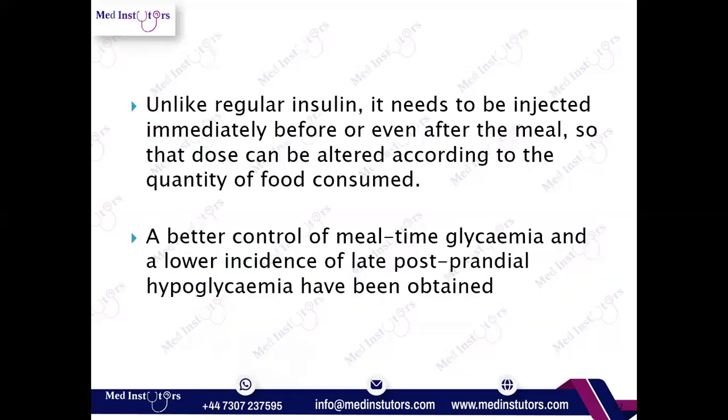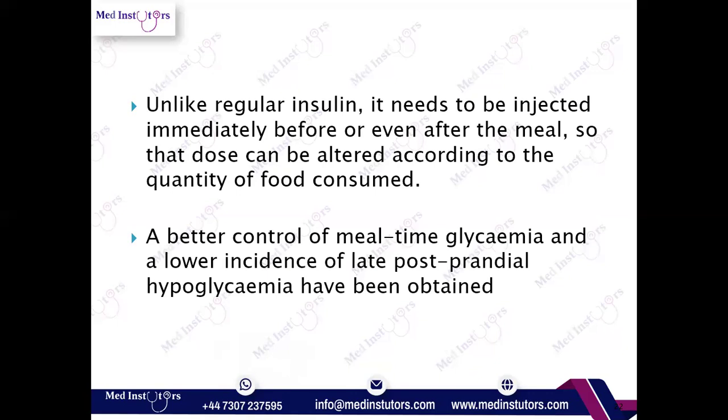Unlike our normal regular insulin, Lispro needs to be injected immediately before or even after the meal, so that the dose can be altered according to the quantity of food consumed. A better control of mealtime glycemia and lower incidence of late postprandial hypoglycemia have been obtained with the use of Lispro. So that is the main use of rapid acting insulin.